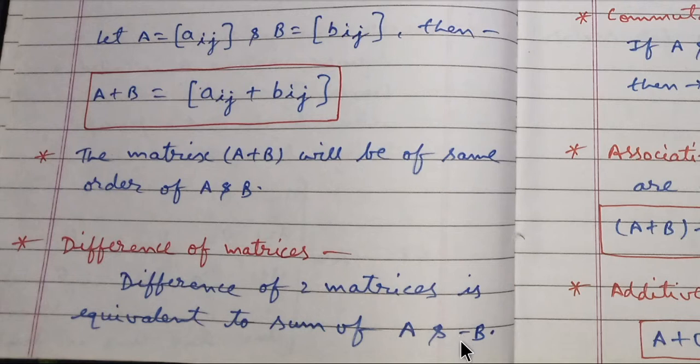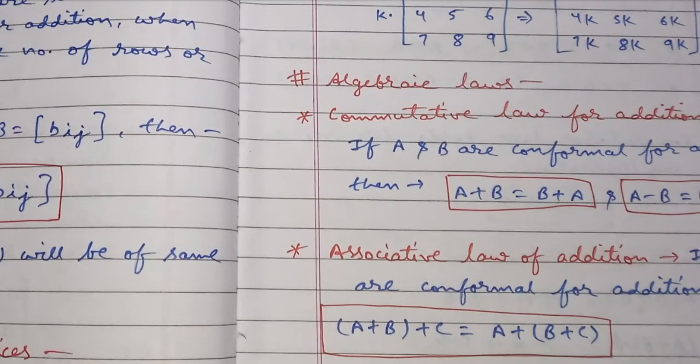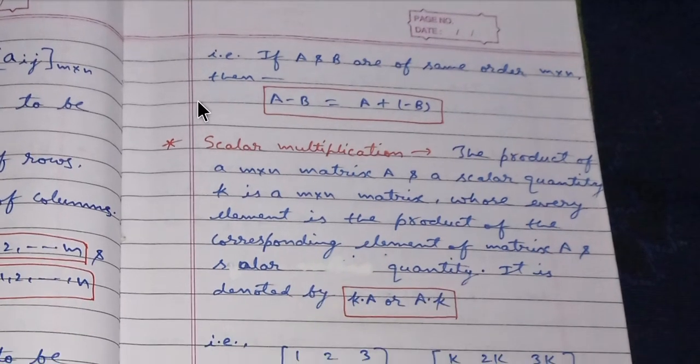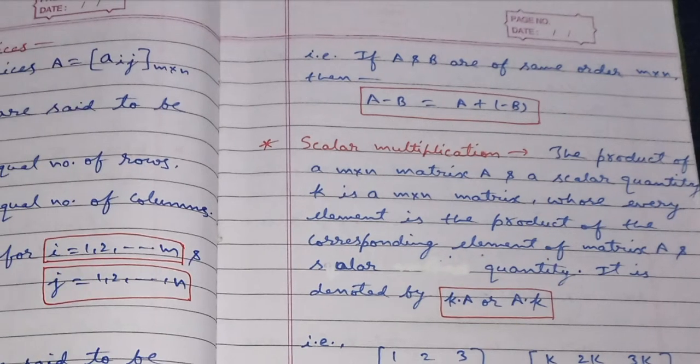So this is the negative of B, so we have to multiply minus 1 with the B matrix and then add it to A. This is mathematically defined as the sum of A and minus B. Now look forward. If A and B are of the same order m cross n, then A minus B will be A plus minus B. So just look here: A minus B equals A plus minus B, that is, the sum of matrix A and the negative of matrix B. So it is clear. Now move to the next point.